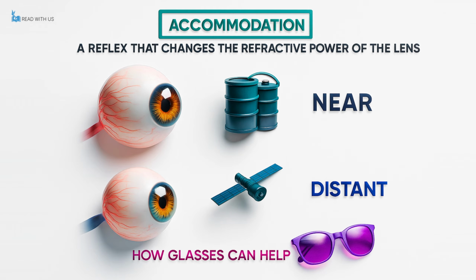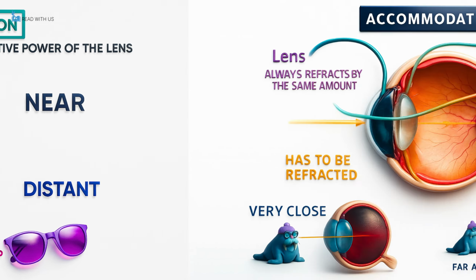In this video, we are going to explore the process of accommodation, which is a reflex mechanism that automatically adjusts the refractive power of the eye's lens, allowing us to clearly see both nearby and distant objects. This dynamic process involves several key parts of the eye working in coordination. We will also briefly examine how corrective lenses, such as glasses, assist when this natural reflex is not functioning optimally.